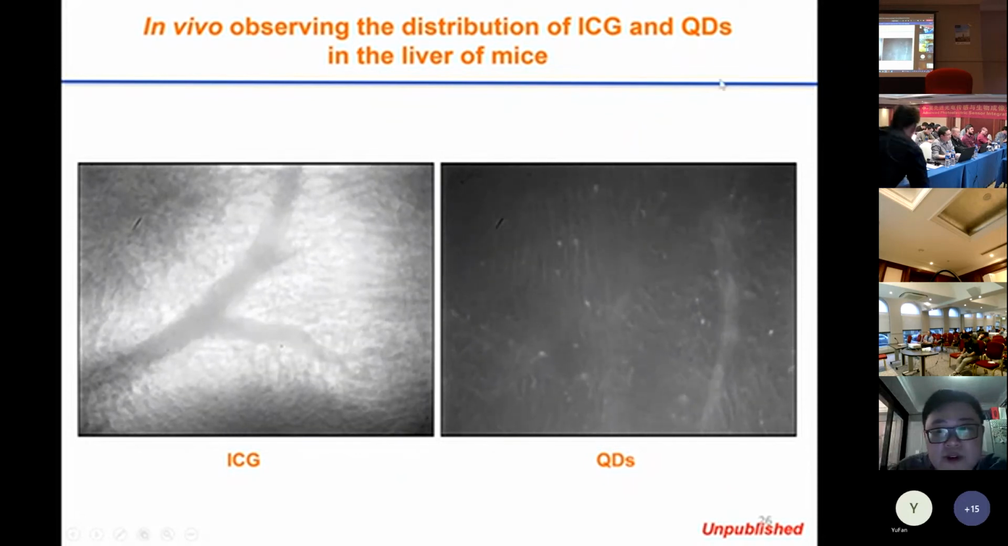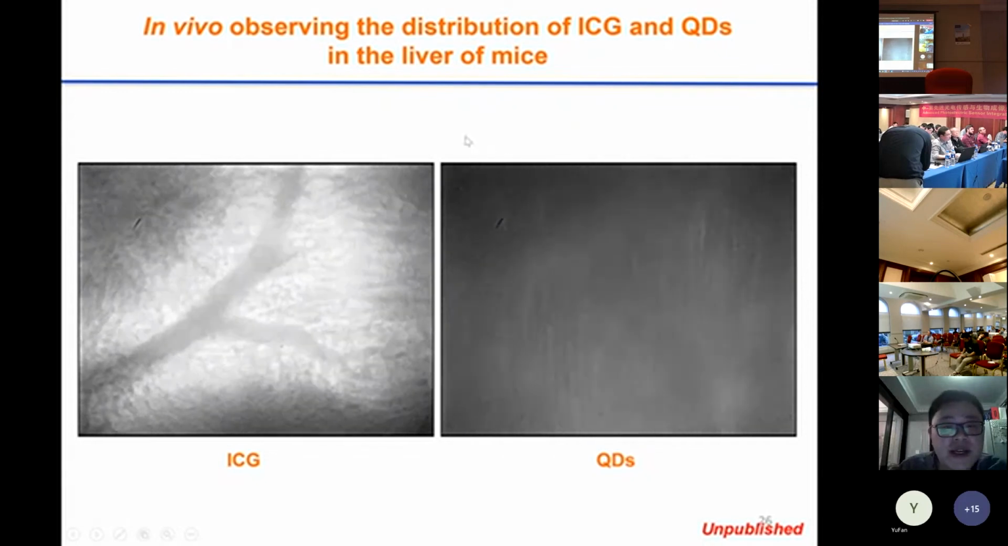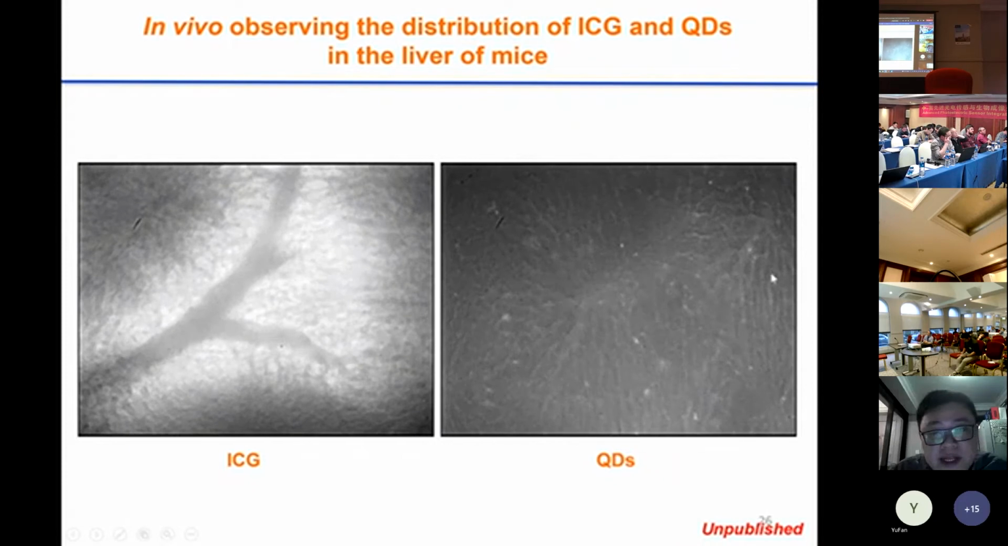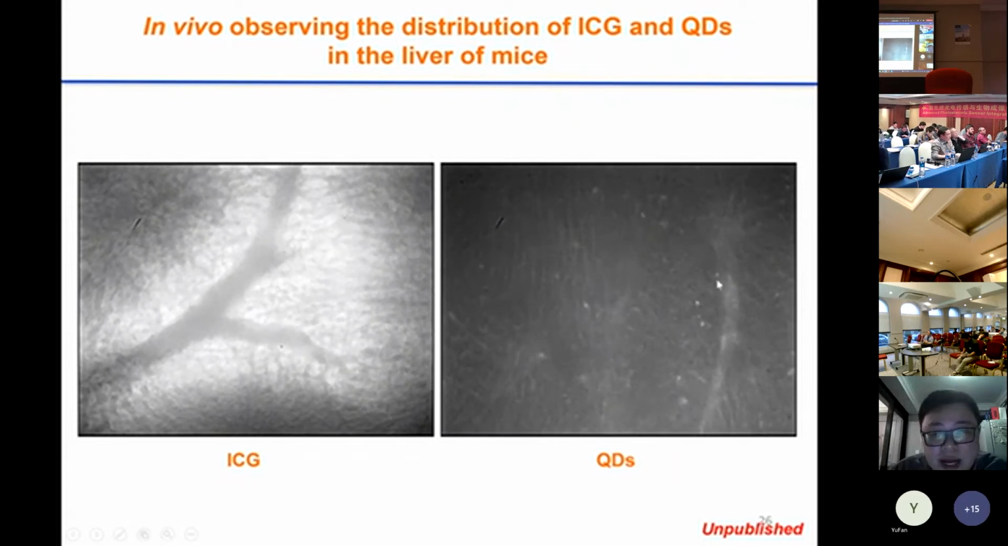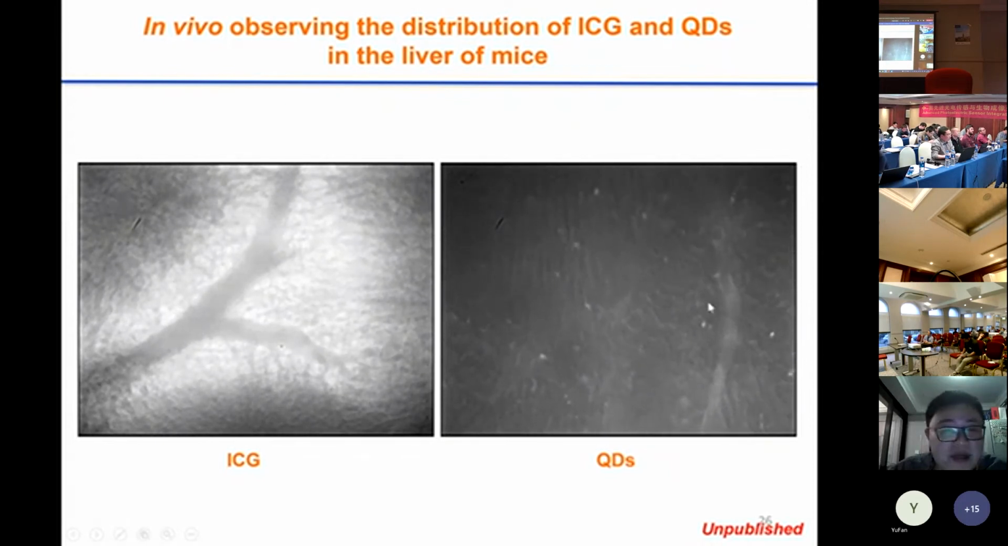But for the quantum dots, as we know, they are very difficult to be cleared from the body. So most of the quantum dots are distributed in the blood vessels rather than the cells. So maybe that's why the quantum dots are so difficult to be cleared from the body.